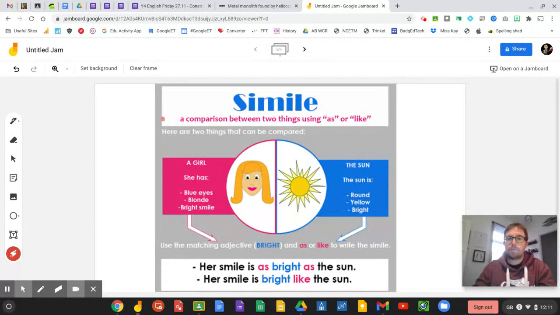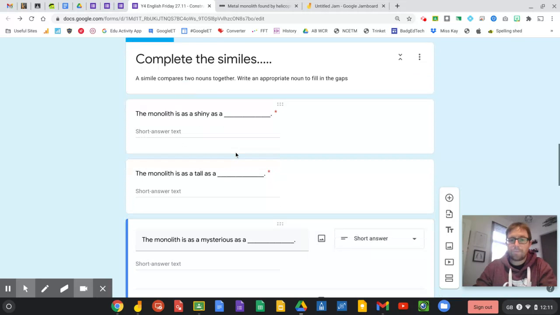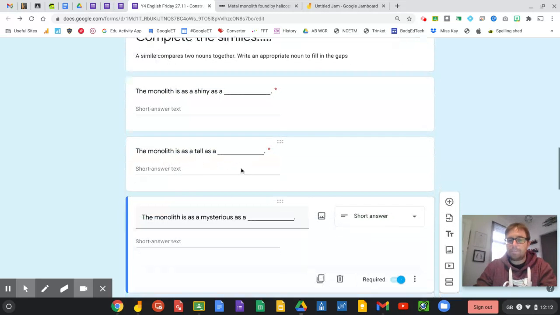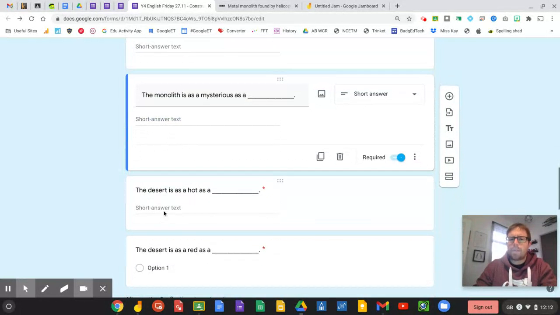So taking this back to our work, we've been generous today and we've given you the start of similes. So we're saying the monolith is as shiny as a, then all you have to do is put in the word that would complete that simile. So you need to think of something that is really shiny, a thing, a noun that is very shiny. So it's not going to be rock, or concrete, but it could be something that's shiny, gold, silver. Then it is as tall as, so you need to be comparing it to something that's very tall to build a simile. And as mysterious as, so you need to be thinking of a noun that's very mysterious. And I've got a couple about the desert as well, one being as hot as and one being as red as.